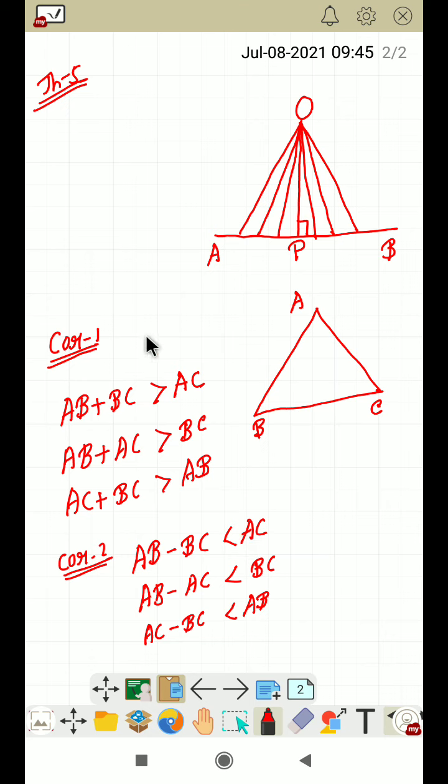Clear? So you have to remember these three theorems and these two corollaries only. So no need to do any problem from this exercise. Next day I will give you some simple problems from this exercise. Do only those problems. Thank you everyone.